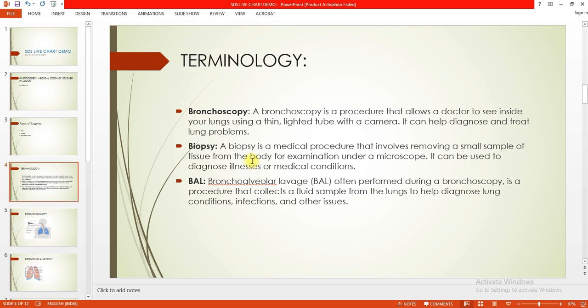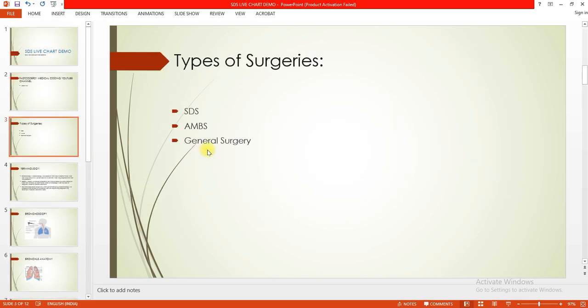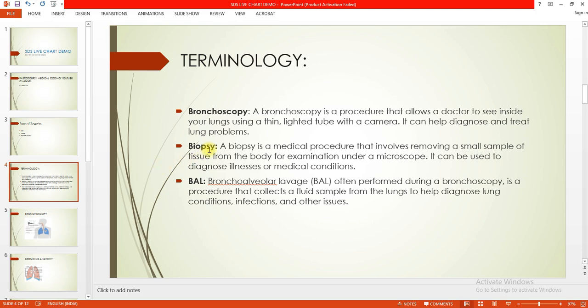Okay. So next, biopsy. A biopsy is a medical procedure that involves removing a small sample of tissue from the body for examination under a microscope. It can be used to diagnose illness or medical conditions. Basically, why we are reading this is that these three are related to the bronchoscopy procedure which we are going to learn soon. In order to learn bronchoscopy coding, we need to understand the terminology related to that procedure. So biopsy is the process of examination of the tissue using the microscope.